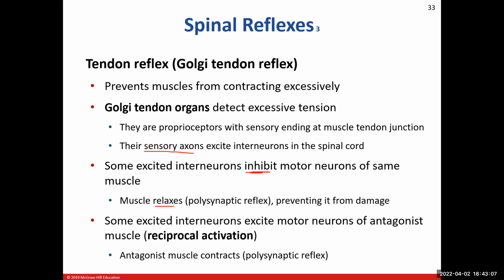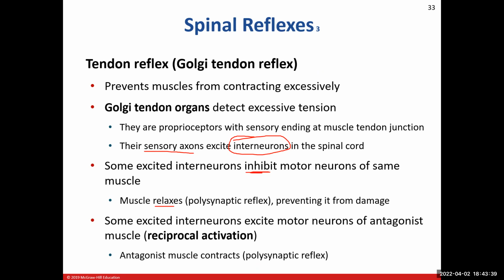This is a polysynaptic reflex because it involves an interneuron. It means we'll have more than one synapse here. Now at the same time, with the Golgi tendon reflex, we have to consider our antagonistic muscle group. So if we are going to cause relaxation of our agonist muscle group, because it was contracting too much, and we're like, all right, we got to shut this party down. We got to stop this muscle group from contracting too much.